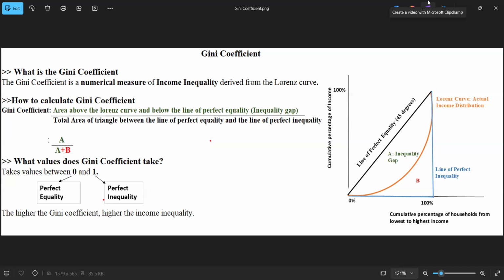Now, what values can this Gini coefficient take? It can take values between 0 and 1. And 0 would mean that you have perfect equality, because there's no deviation from the line of perfect equality in this case. And 1 would mean there's perfect inequality. And the higher the Gini coefficient is, the higher the income inequality will be.